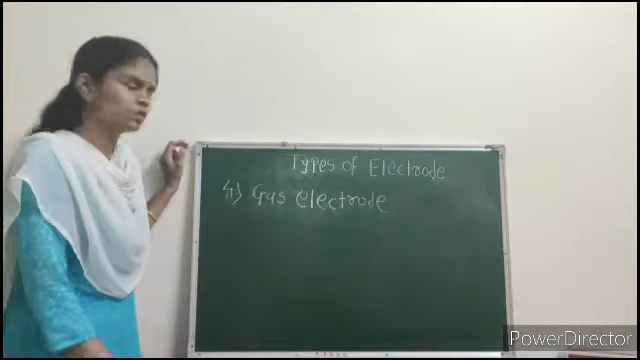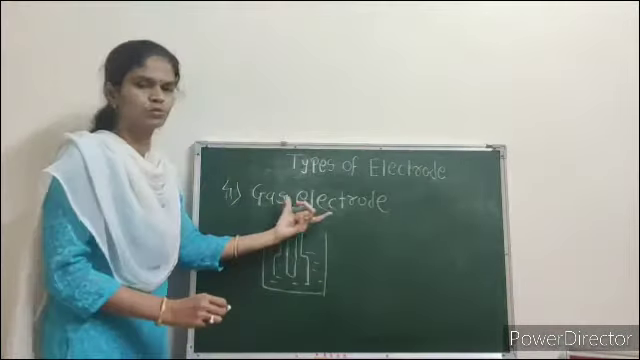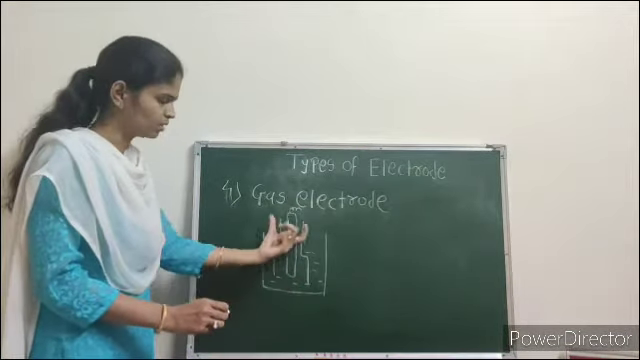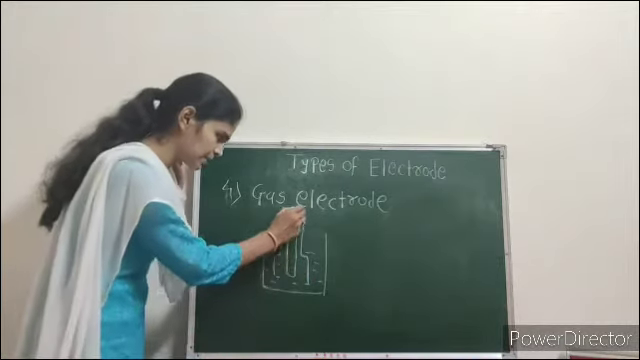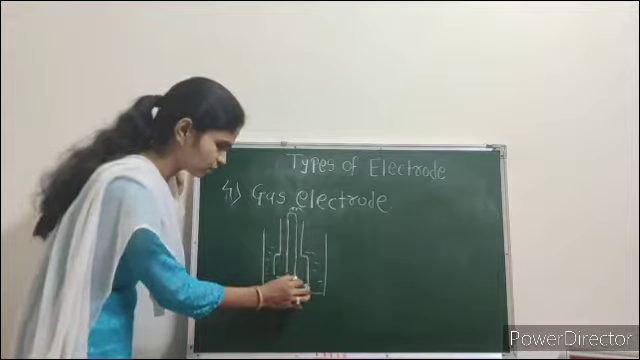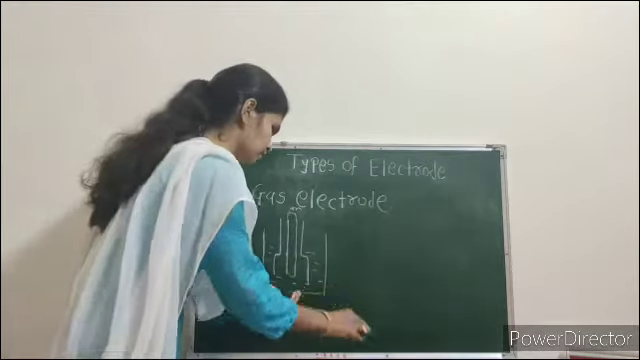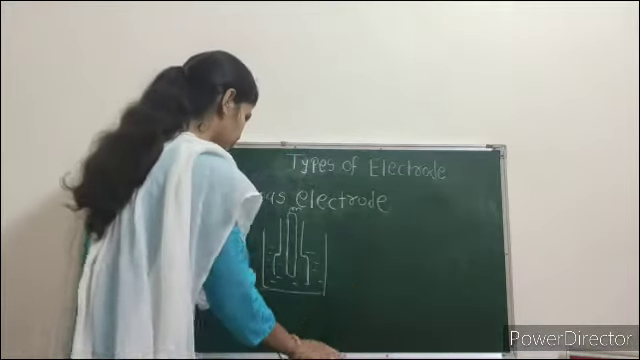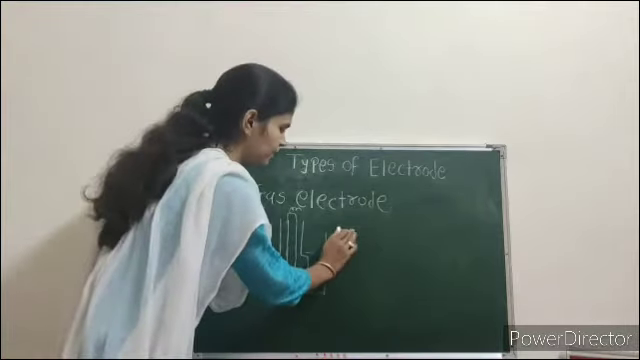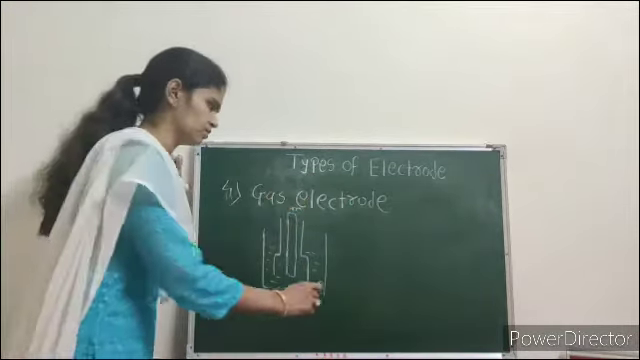What is a gas electrode? First we discuss it with the diagram. In this type of electrode, pure gas is bubbled through a platinized platinum electrode. Here, this is a platinized electrode. It is dipped in solution. Therefore, the reaction is here. We write down the gas electrode equation or cell reaction.